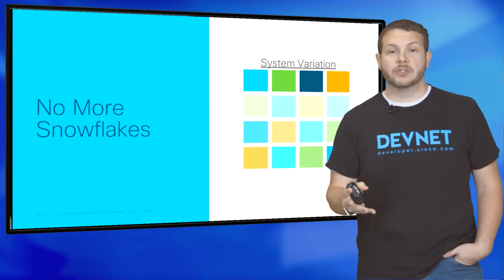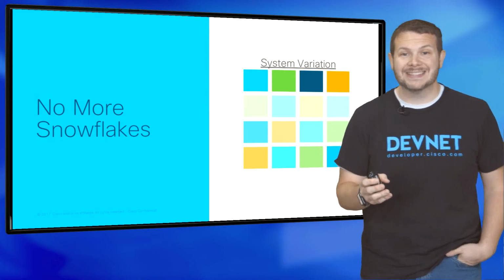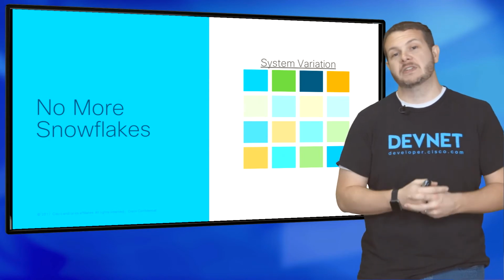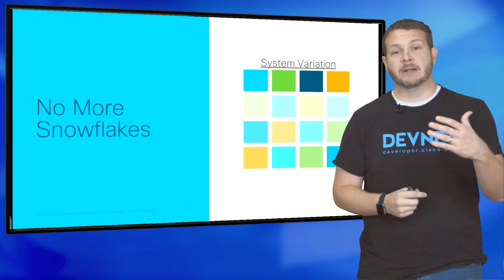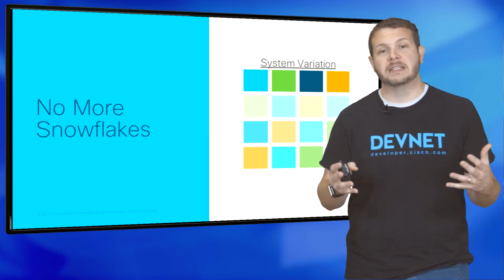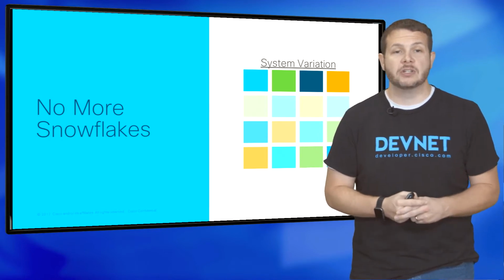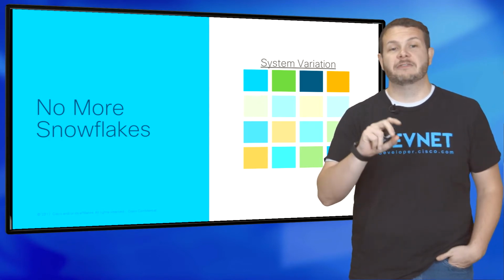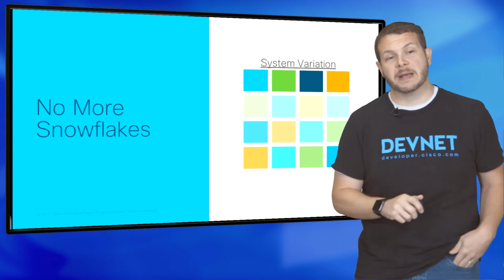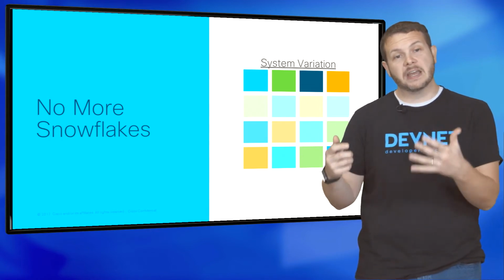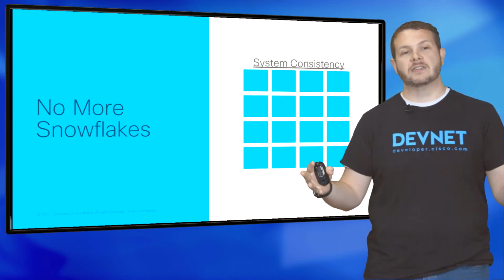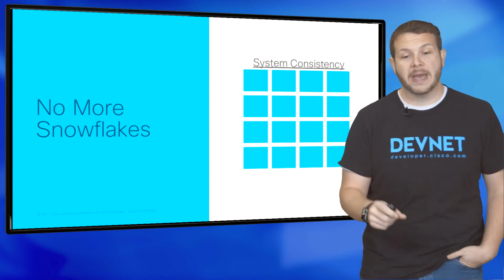Secondly, no more snowflakes. So snowflakes in this case is a bad thing. We don't want system variation across the board, which is what many of us have today. Whether we're talking about servers or network infrastructure, each one has a bit of variation depending on exactly when it was deployed, which engineer deployed it, and how they actually followed the process to get it configured. With configuration management systems, by combining the automation with the characteristics and the desired state, we end up with consistency across the entire system, so those snowflakes go away.